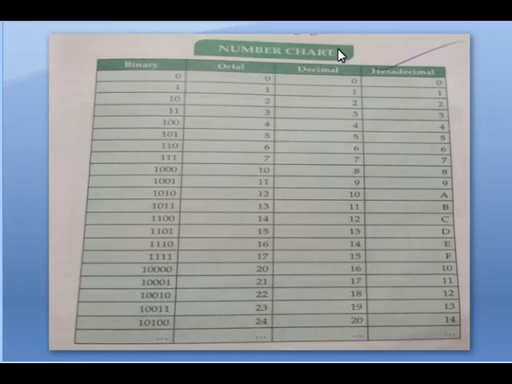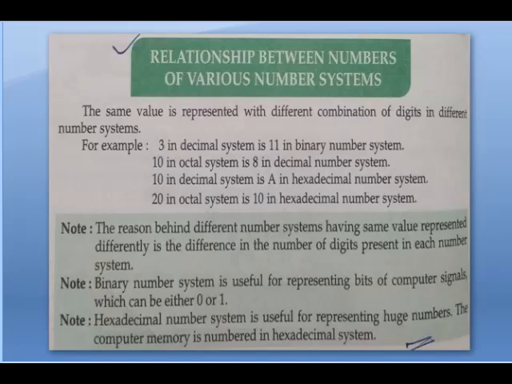Now we are going to see the relationship between the numbers of various number systems. Okay? See, the same value is represented with different combinations of digits in different number systems. For example, 3 in decimal number is 11 in binary number system. Okay? So the binary equivalent of 3 is 11. 10 in octal number system is 8 in decimal number system. In decimal number system, the number 8 is 10 in octal number system. 10 in decimal number is A in hexadecimal number system.